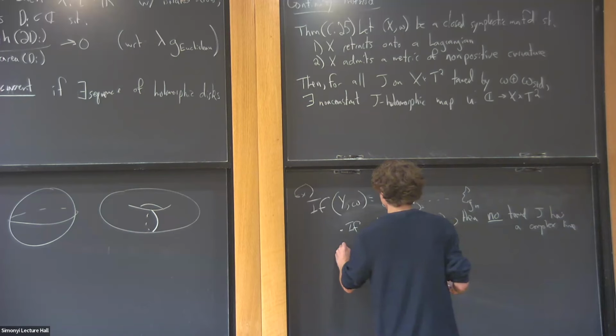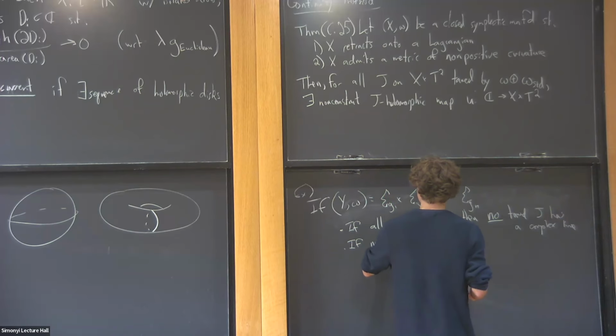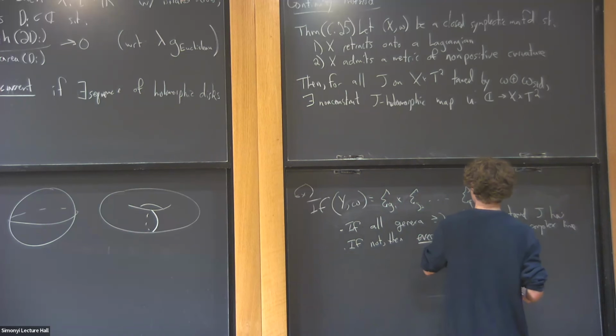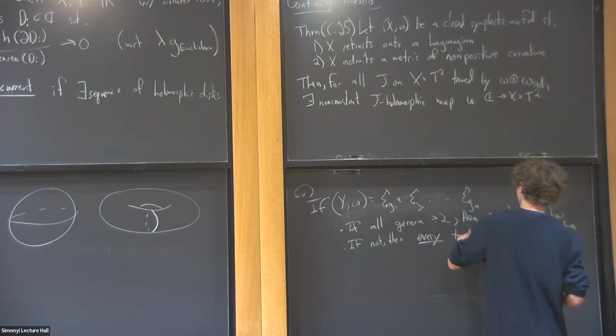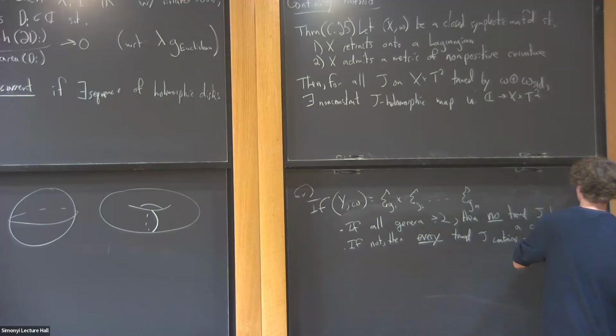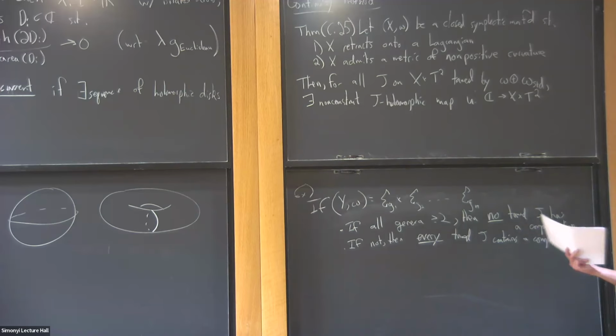And then if not, then every tame J contains a complex line. So this answers a question by Ivashkovich and Rosay.